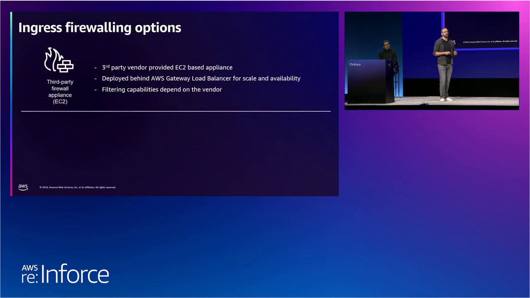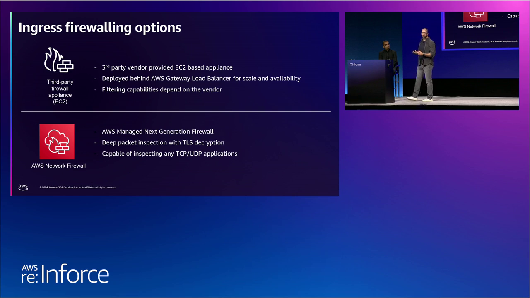Now, if you don't want to manage the Gateway Load Balancer or the third-party vendor appliances, or the patching, scaling, and so on, you can go for a managed next-generation firewall from AWS Network Firewall. Allows for TLS decryption, as well as deep packet inspection, capable of inspecting any TCP and UDP application. But again, if your application is HTTPS, you really want to go with WAF. Network Firewall, we're not covering it today, but Network Firewall also is a really good idea for your egress filtering, but that's a story for another session.